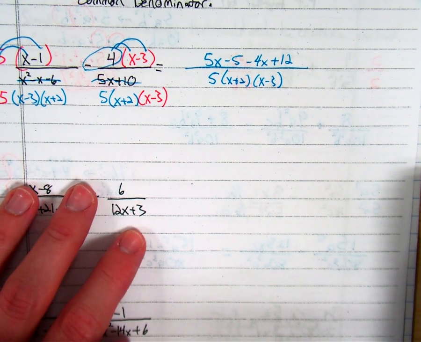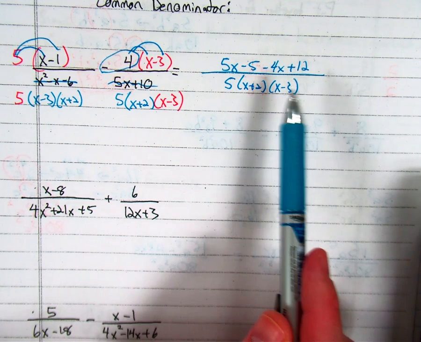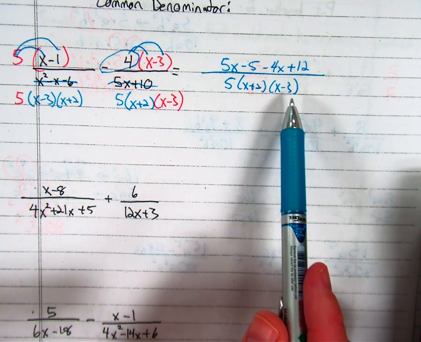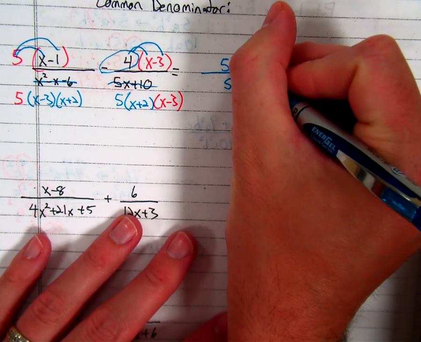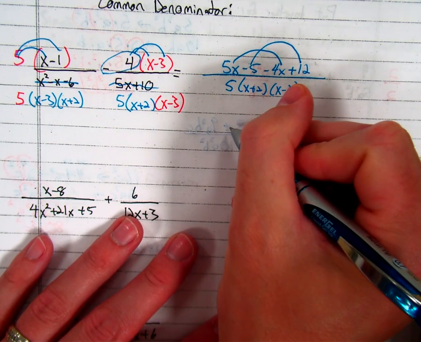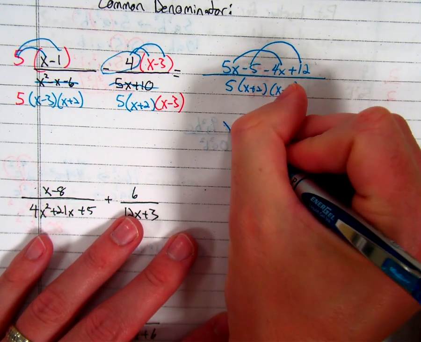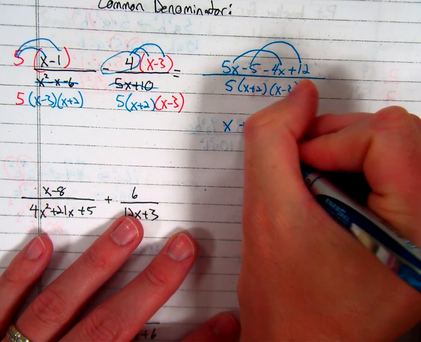Okay, and this is what I mean with this side. It's a little bit easier to do this part, but then it's a little bit more complicated with the end, because now we're not done. With the front side, we just put them together and we are done. These, you're probably going to be able to combine some things. 5x minus 4x is going to be x. Negative 5 plus 12, we're going to have a plus 7.